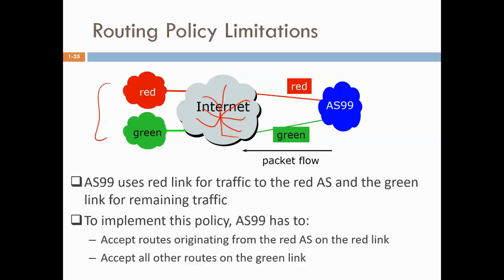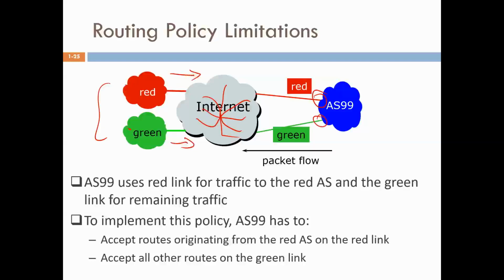Let's say autonomous system 99 wants to use this link to reach the red autonomous system and wants to use this link to reach the green autonomous system. This is relatively easy because the red and green autonomous systems will make announcements to reach their networks, the networks that are behind red and green.